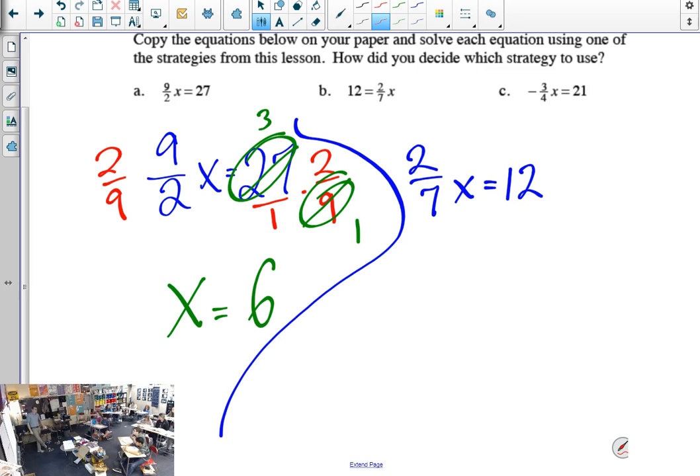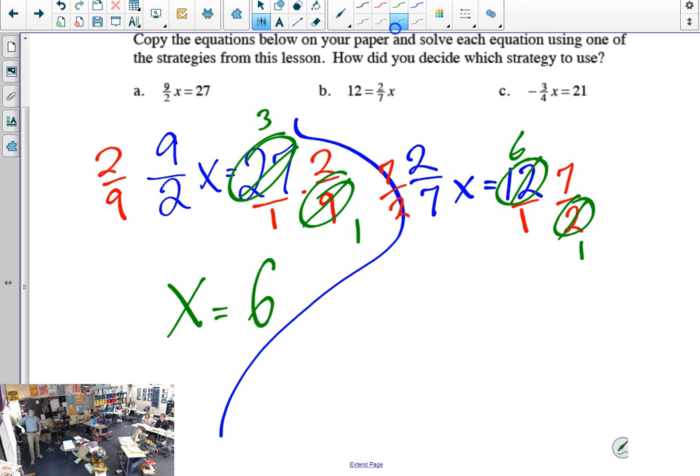Izzy, what do we multiply 2 sevenths by to turn it into a whole? 7 twos by. No, we can't say that. 7 halves. Hey, give me your eyes, because I think a lot of us didn't do this. 12 and 2 could both divide by 2, making this 6 and 1. Now I don't have a denominator over here, and I get 42. And that's it. We're done. But this we did without a calculator.